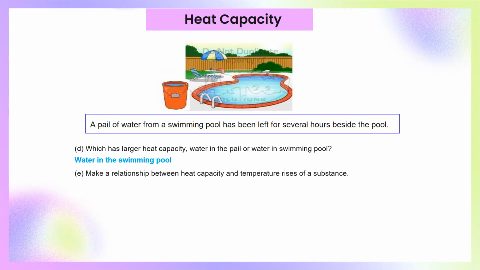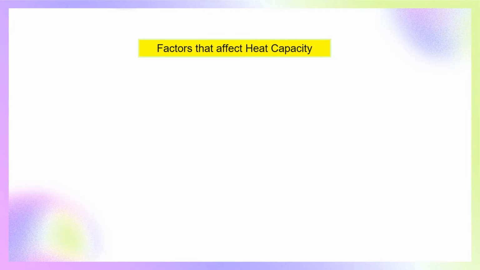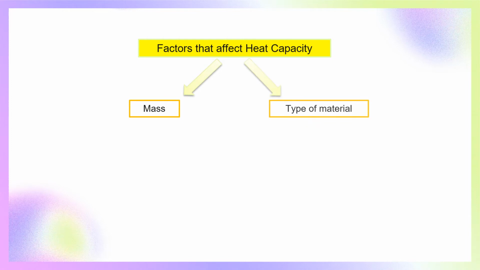Now we can make a relationship between heat capacity and the temperature rise of a substance. The relationship is: the higher the heat capacity, the lower the temperature rise. Next, let's look at the factors that affect the heat capacity, which are the mass and the type of material.